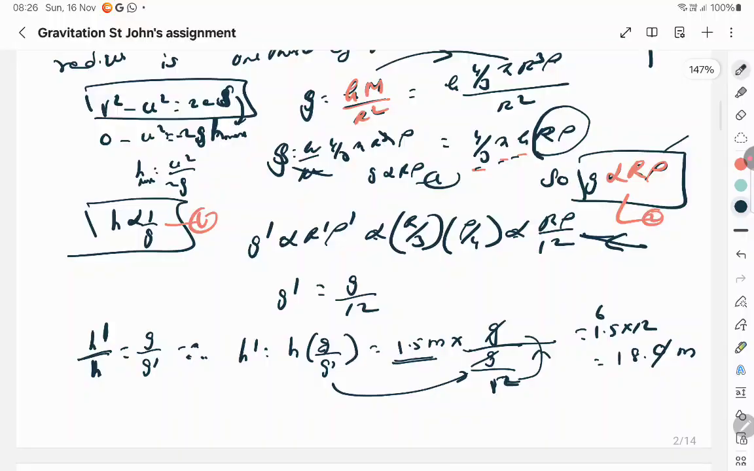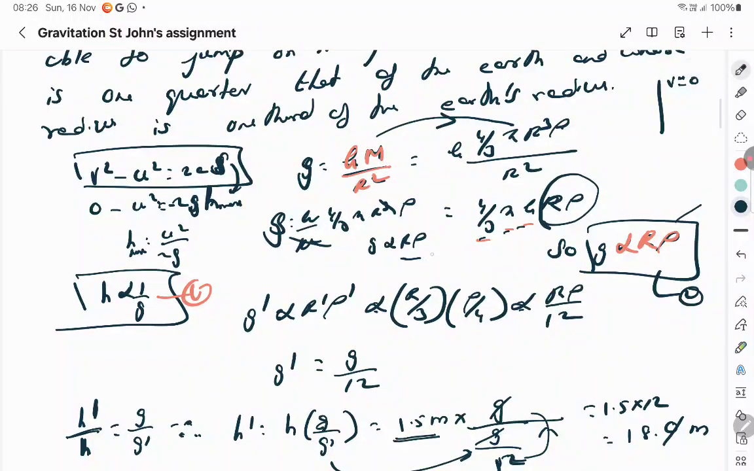You can divide this equation by this equation. Equation A can be divided by B. You can get G dash by G to be r rho by 12 by r rho. So G dash is G by 12. So that's how I got this. I hope you are clear. So just get the proportionality first for G.